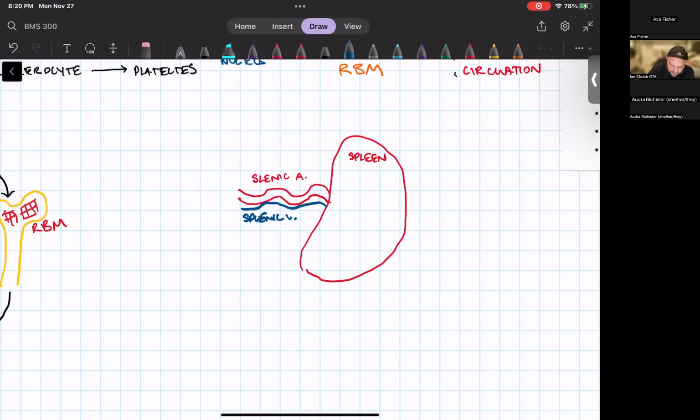So when blood enters the spleen, we have two regions. We have a white pulp, and then we also have what we call a red pulp, which kind of surrounds the outsides of it. This is not drawn anatomically, but what does the white pulp deal with usually? Does anyone know?